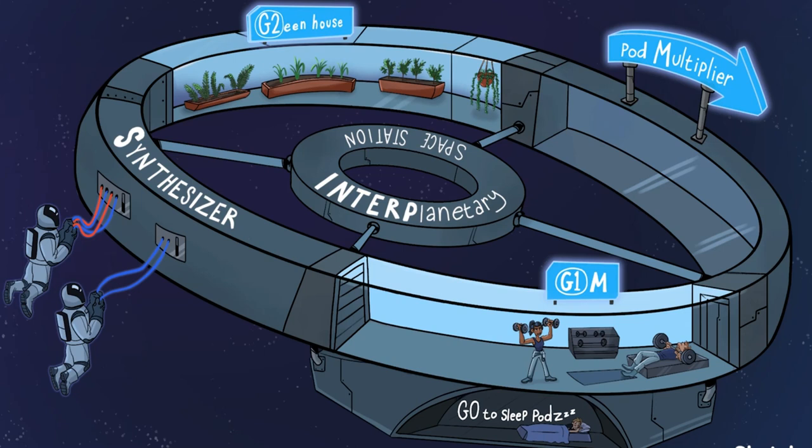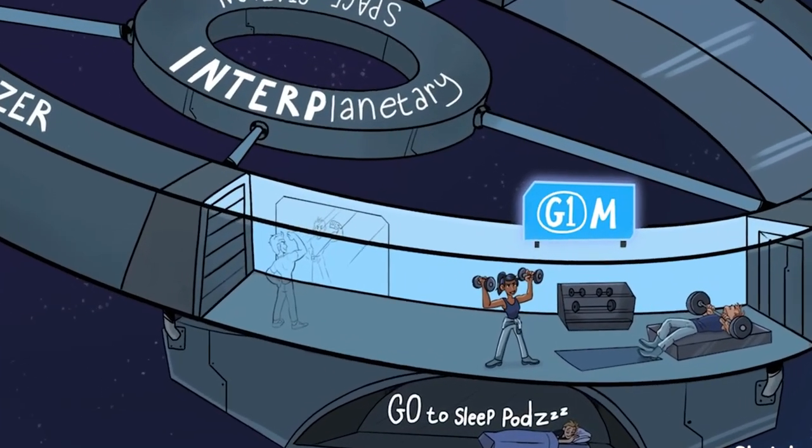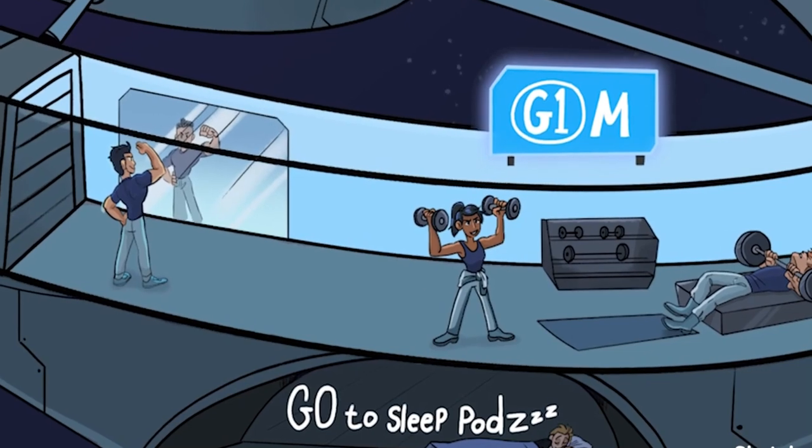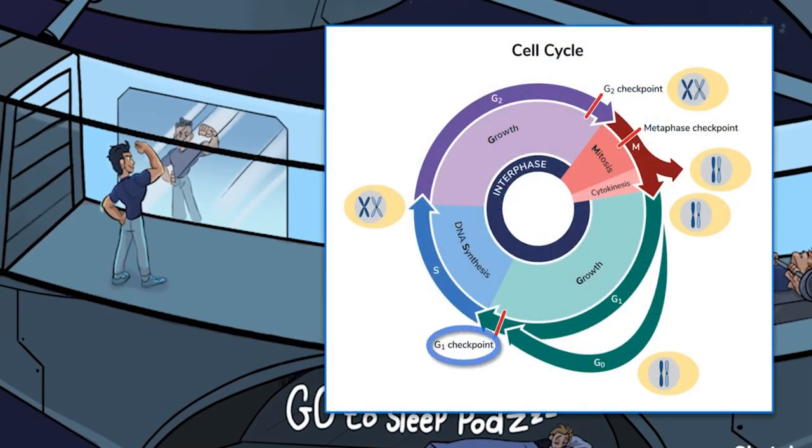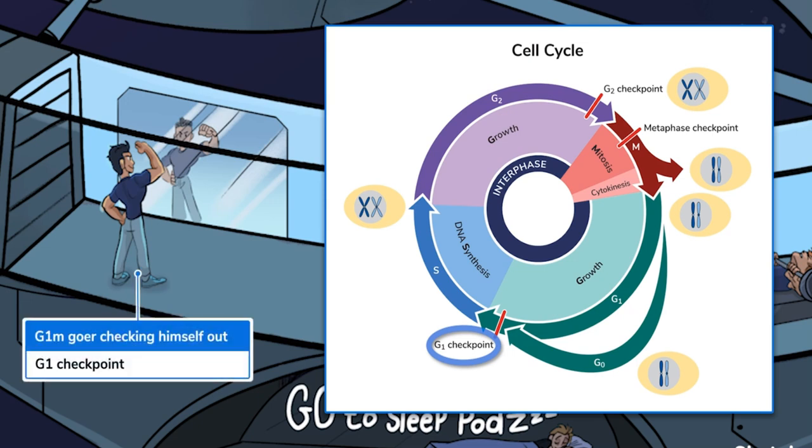Okay, let's change gears and talk about cell cycle regulation. There are three important checkpoints in a cell's life: G1, G2, and the metaphase checkpoint. The G1 checkpoint is present at the end of G1. The goal is making sure the cell has grown enough in size and has all the necessary components for DNA synthesis.